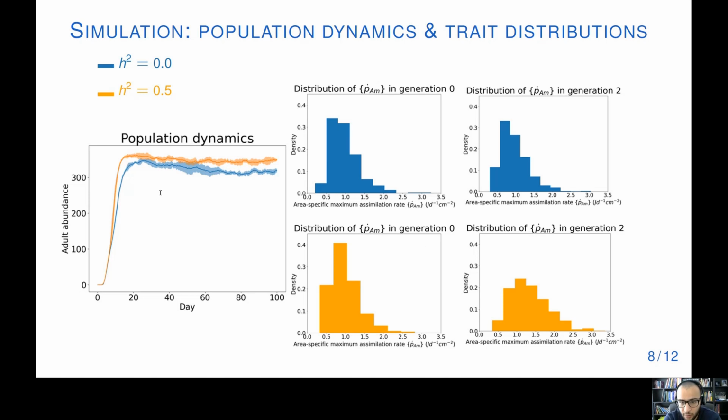On the left, we can see how evolutionary processes affect ecological dynamics. And in this case, the population dynamics in the scenario with no heritability seems to be less performant, showing a lower growth rate and lower equilibrium abundance than the scenario with higher heritability. These results therefore show the emerging eco-evolutionary dynamics from the extended DEB-IBM.